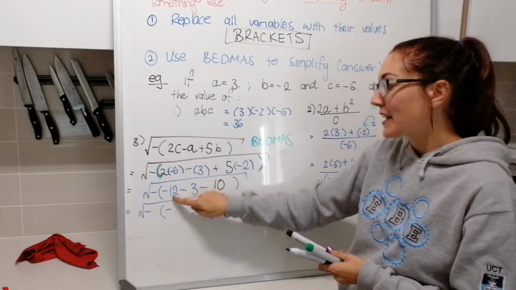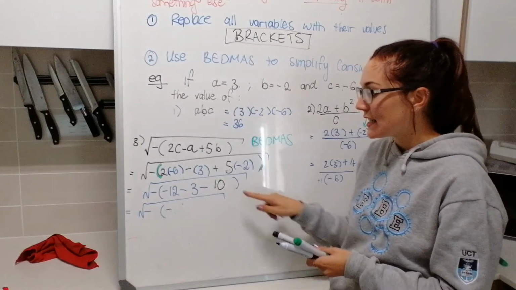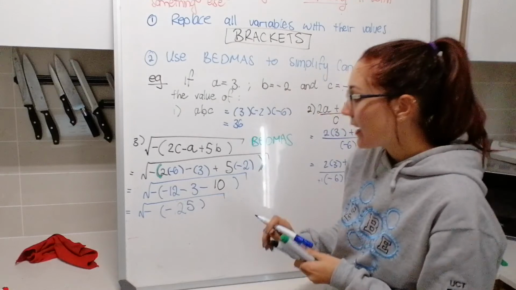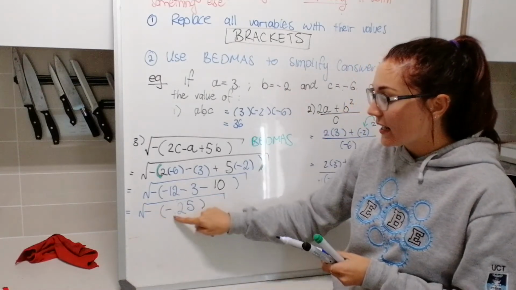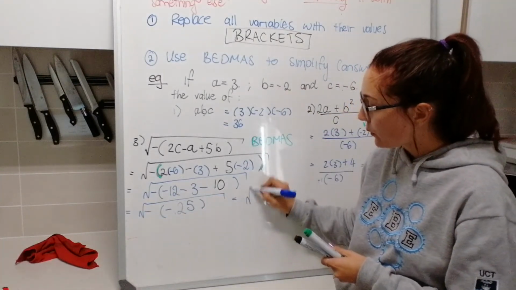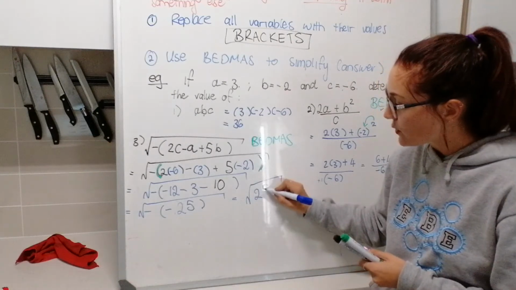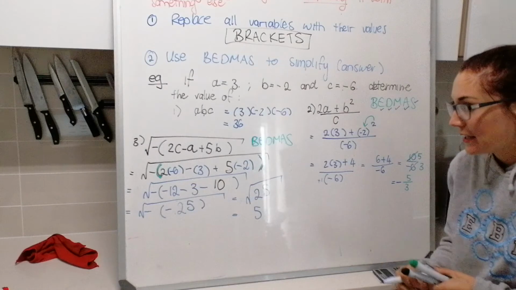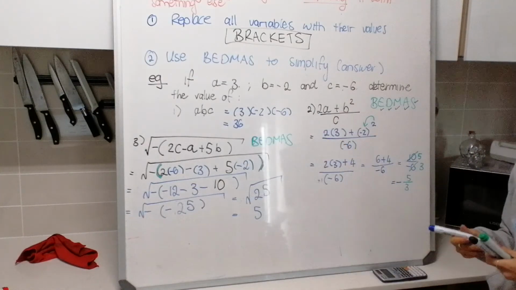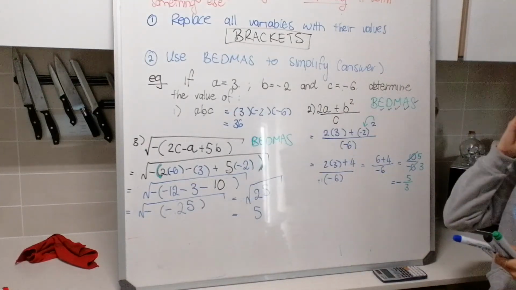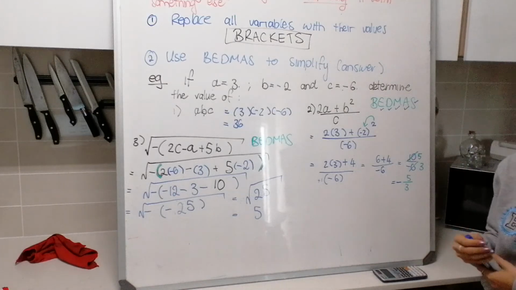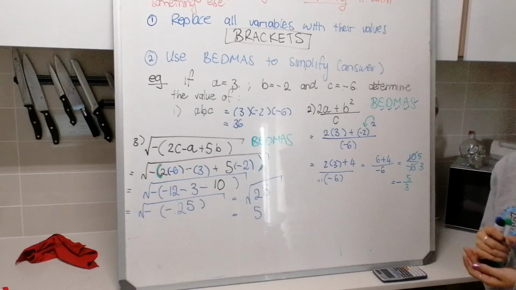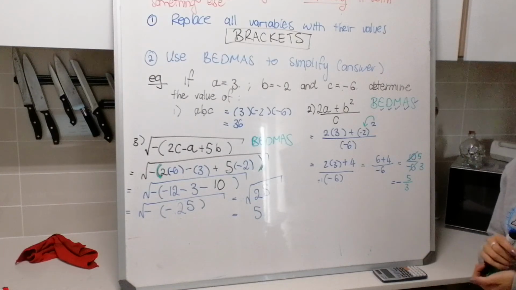Okay, let's carry on. Negative 12 minus 3 is negative 15. Minus 10 is negative 25. Okay, now we can multiply that negative by that negative 25, and we get the square root of positive 25, which when we square root, we get 5. Okay, sorry about that last little bit with the mistake. Hopefully it still makes sense. But yeah, like I said, same thing every time. You replace the variable with its value in brackets, and then you use BEDMAS or BODMAS to simplify your answer.